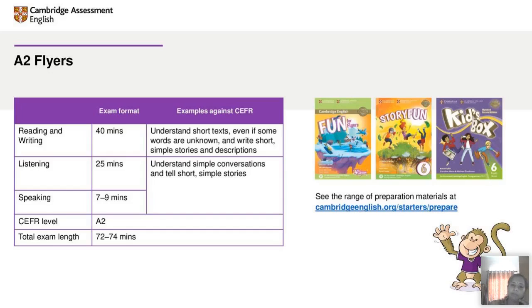So the entire preparation focuses on this skill while reading and writing: that I understand a short text, and even though I might not know some words, I am able to infer and write out a simple story or a description. I am able to describe a situation to somebody. I am able to describe a situation in writing.